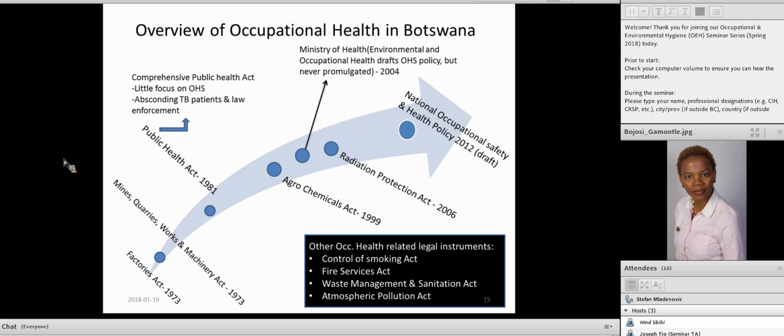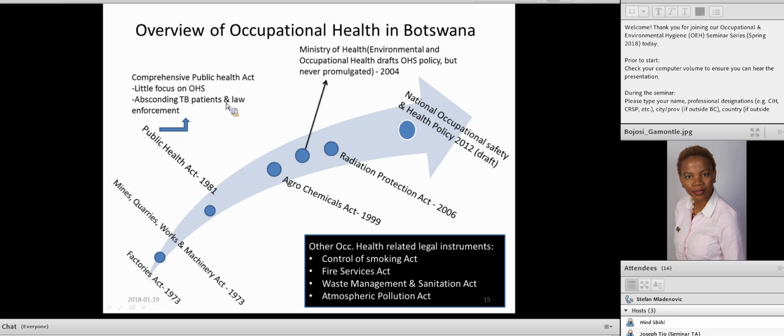Another instrument is from 2004. In fact, the Ministry of Health, particularly the Environmental and Occupational Health Department, came up with a draft occupational health policy for the nation, but it was never promulgated because of issues I'll get into today. Then there is the Radiation Protection Act, which particularly focuses on radiation exposures for healthcare workers within the hospital who are dealing with radiation, radiographers and the like.